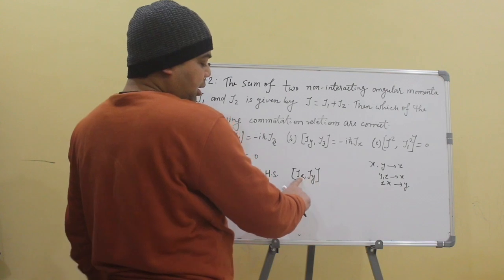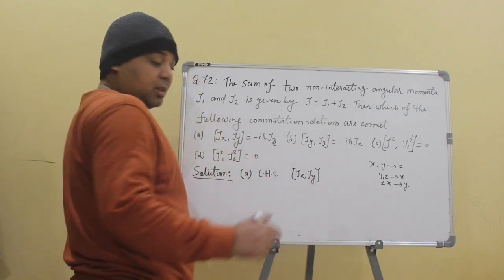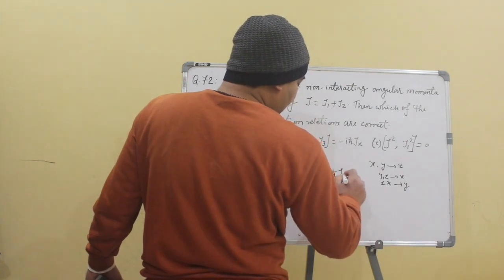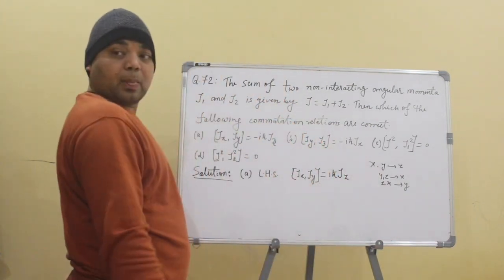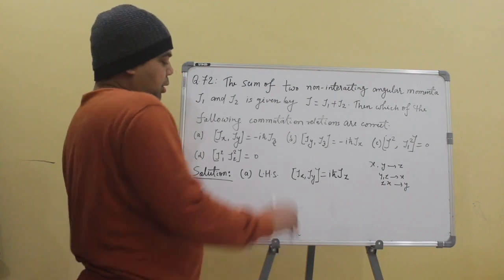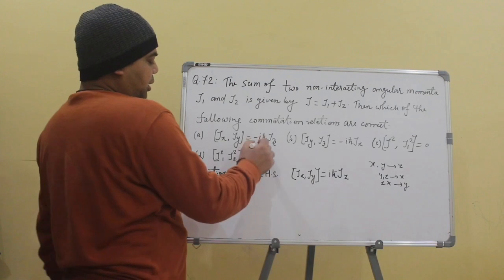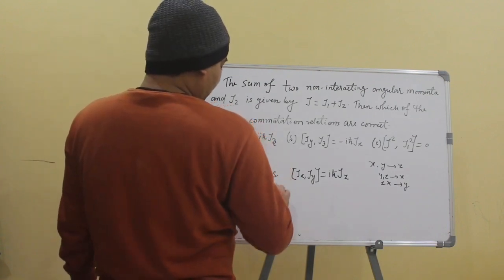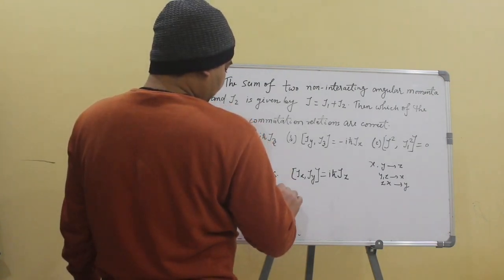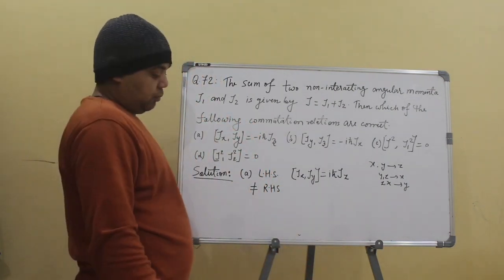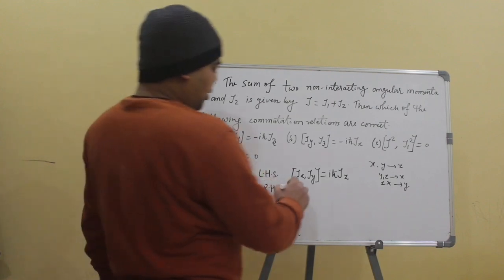It is in cyclic order. So what do you expect? It is simply iħ multiplied by Jz. But here in the option it is given as minus iħ Jz, so this one is not correct. LHS not equal to RHS. Not correct.